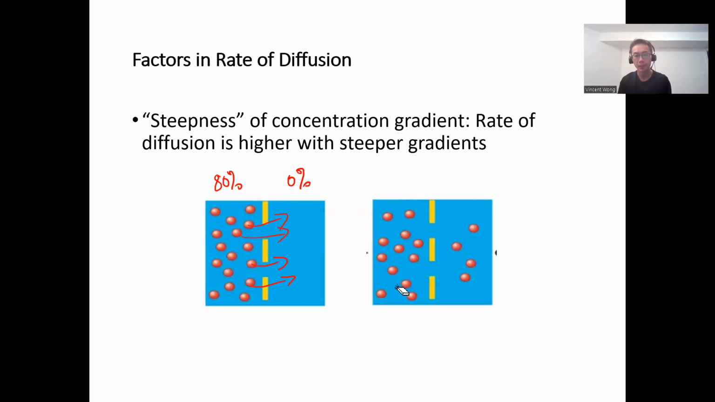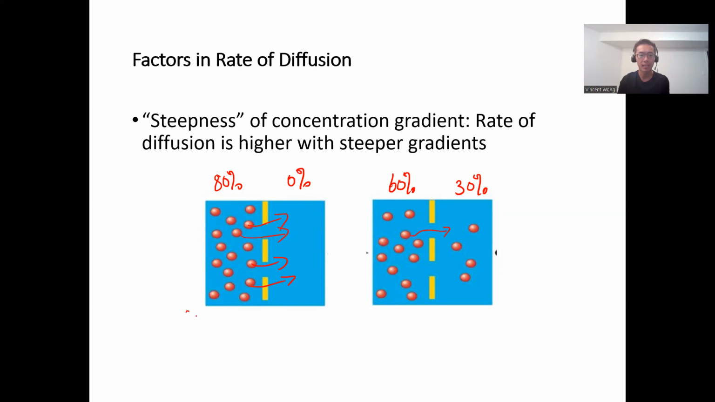Over here, we have less particles. So let's say that's 60%, and this is like 40%, or like 30%, something like that. The difference is only 30%, right? Compared to 80%. So they will still go, but it will take a longer period of time for them to become the same. Okay. So depending on how steep, how great the difference is between the two areas, that will affect the diffusion rate. The greater the difference, the higher the rate of diffusion.